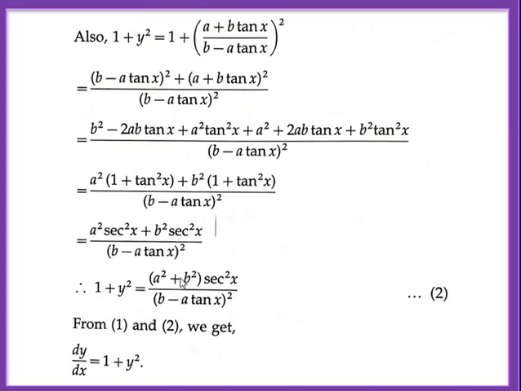You will notice that you get the same thing, a square plus b square sec square x upon square of (b minus a tan x). So we can say from 1 and 2 that dy/dx is nothing but 1 plus y square. You can again read the solution afterwards.